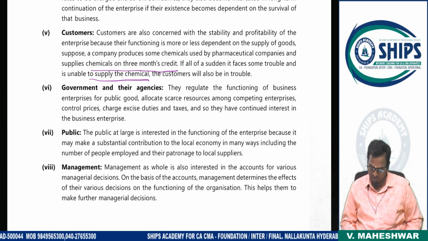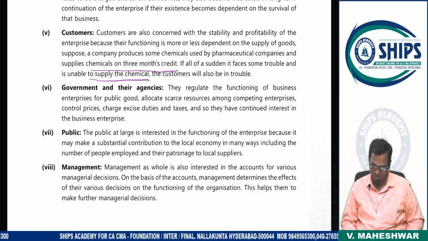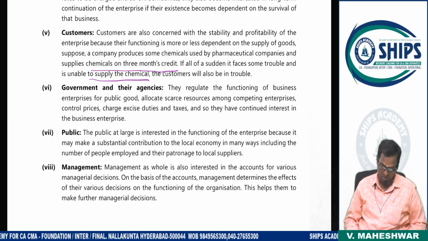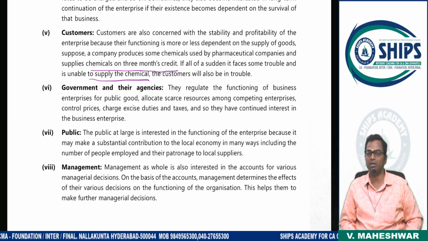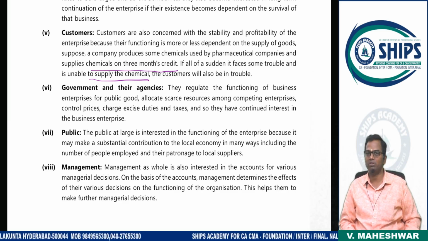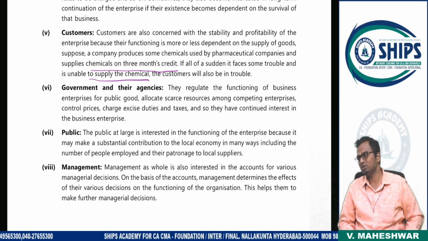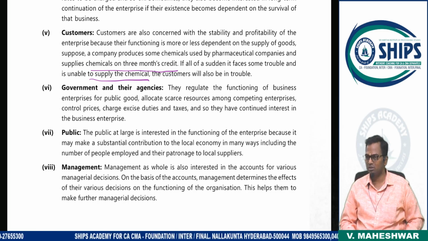And government and their agencies regulate the functioning of business enterprises for the public good, allocate scarce resources among the competing enterprises, fix prices, charge excise duty and taxes, and so they have a continuing interest in business enterprises. That's why the government has implemented GST. One nation, one country, one tax. That is GST, sir. Previously we needed to pay different taxes to the government. The government has imposed a special rule called GST. One nation, one country, one tax. This all has been implemented.